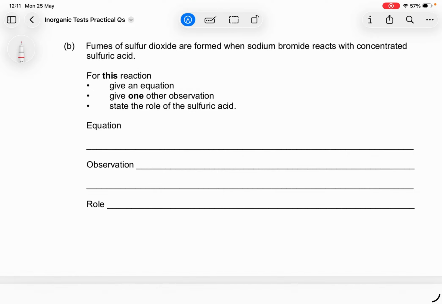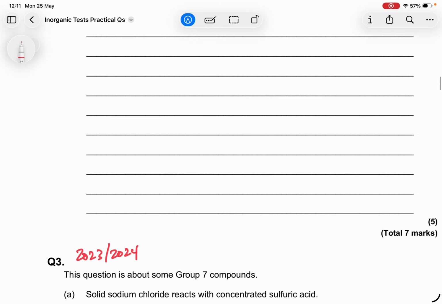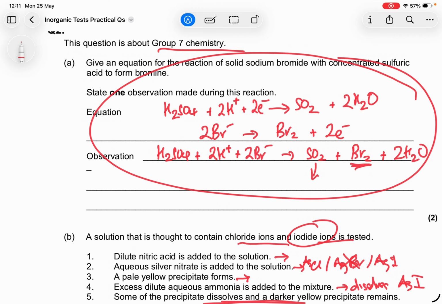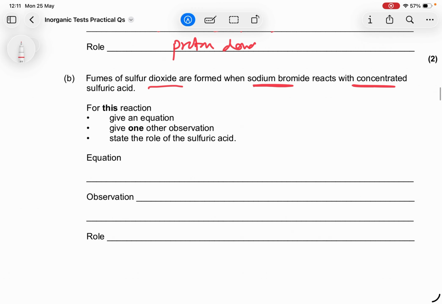Now, these are the equations you must remember. Fumes of sulfur dioxide are formed when sodium bromide reacts with concentrated sulfuric acid. I'm not going to repeat this because I've already done this equation here. So make sure you can write half equations where sulfuric acid also produces sulfur and also produces H2S, and then balance them. You've got to be able to write these with bromide and iodide. These two will be written with iodide here. So those are the equations.